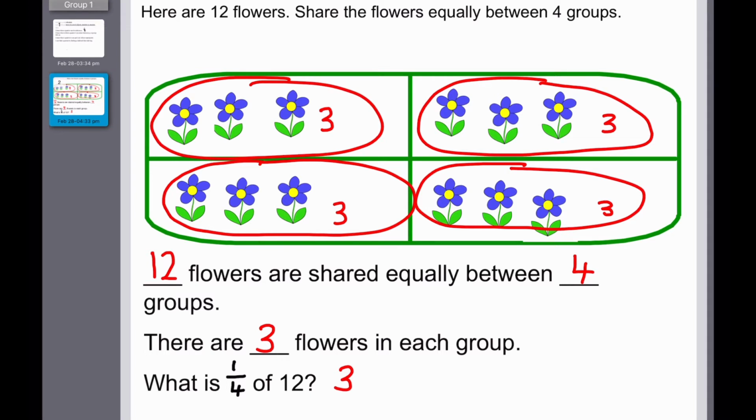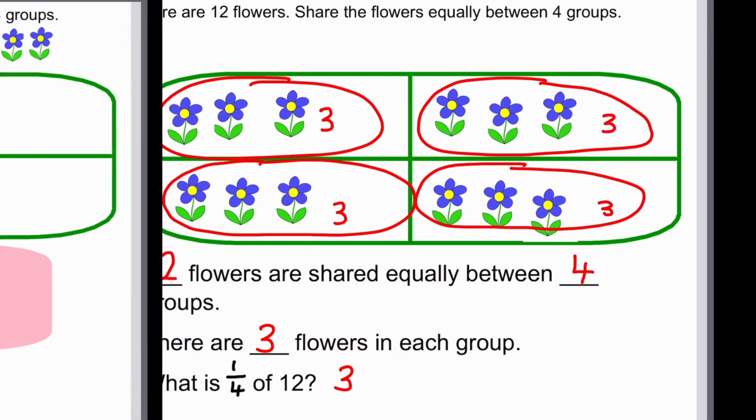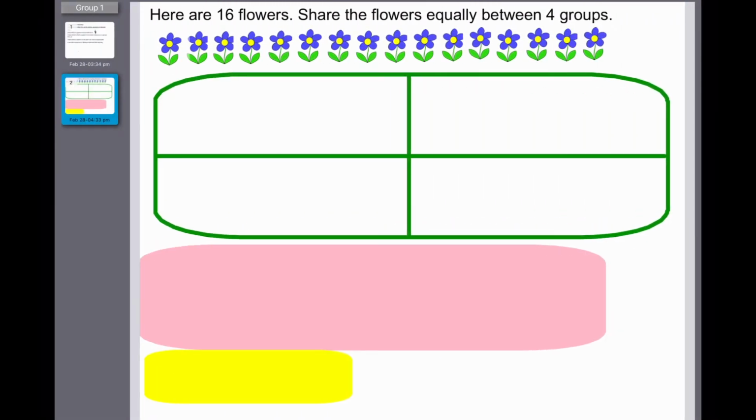Let's try again with some more flowers. There are 16 flowers in the garden. Share the flowers equally between 4 groups. Grab 16 of your manipulatives. Share them equally between 4 groups. Pause the video here while you get yourself ready and solve the problem. Come back when you've solved it.